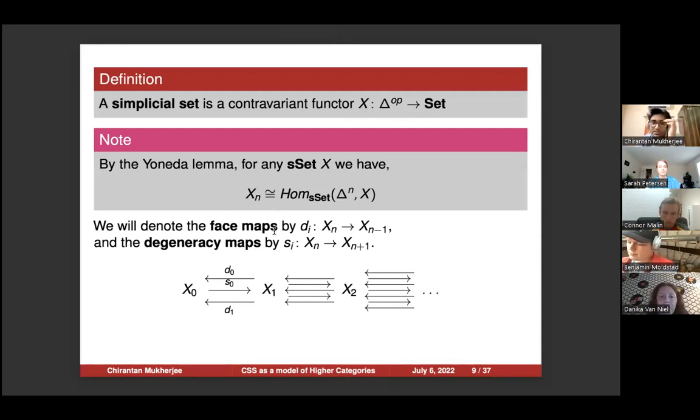We'll also denote the face maps by d_i, which take X_n to a level down, X_{n-1}, and the degeneracy maps by s_i, which take X_n to a level up, X_{n+1}. A simplicial set looks something like this, where there are two face maps, d_0 and d_1, from X_1 to X_0, and one degeneracy map, s_0, from X_0 to X_1. Similarly, there are three face maps from X_2 to X_1, denoted by d_0, d_1, d_2, and two degeneracy maps from X_1 to X_2, denoted by s_0 and s_1 respectively.